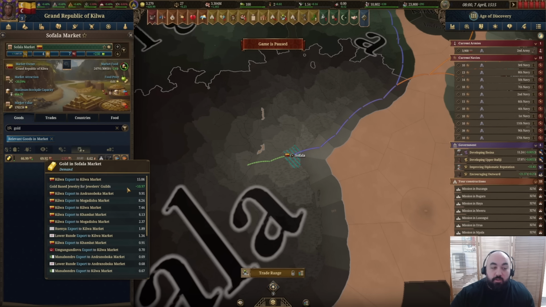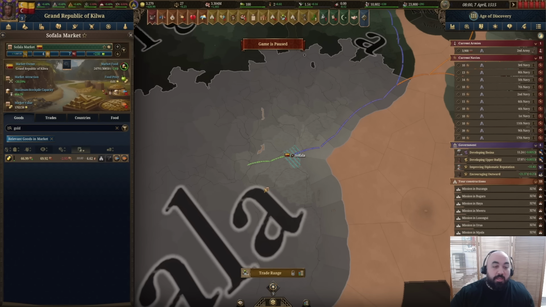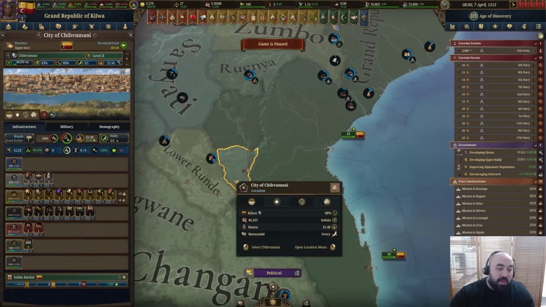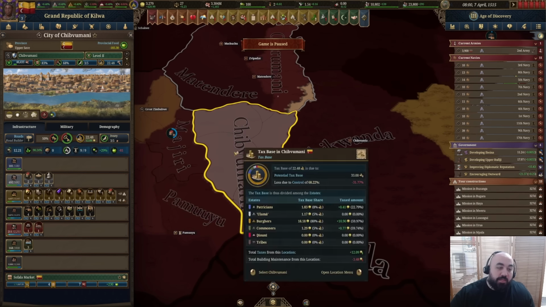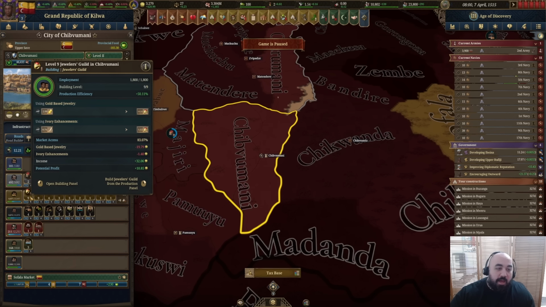If we were to double the gold-based jewelry, we would have to lose, roughly speaking, 11 trades' worth of trades, and so we would be getting less from trade in two different ways, right? However, we would also be benefiting from it in another way, in that we would be generating more local tax base in locations that are producing jewelry.